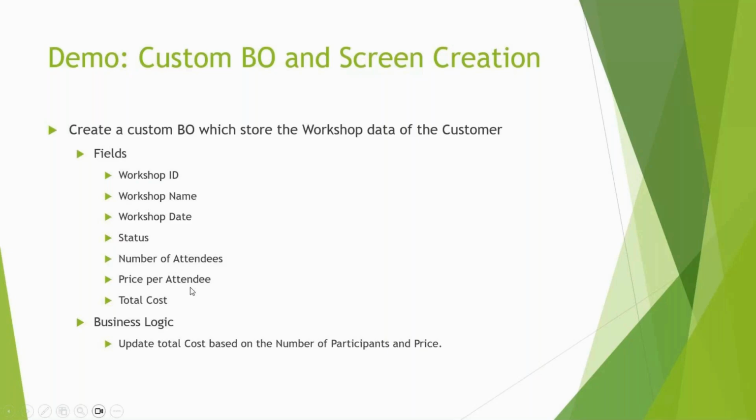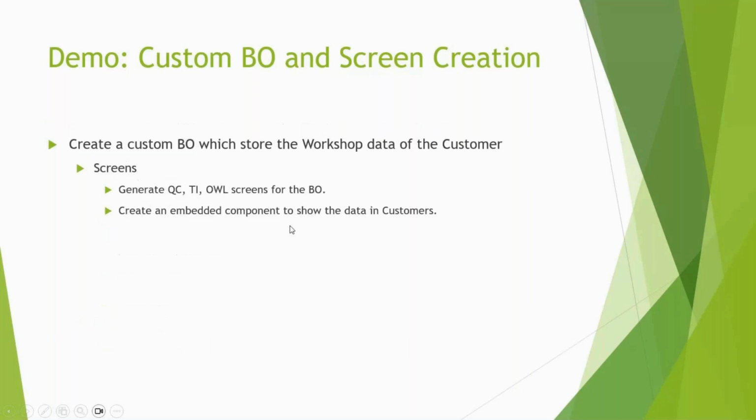So we'll just see how we can create it in a custom view. Then the business logic: we have to update the total cost. Here we have participants and the number of attendees. Once we create it, total cost has to be calculated based on these two fields, right? How to write this logic in an ABSL script, we will see. And then we will create screens, like a QC, TI and OWL screen for the view, and create an embedded component to show the data in a customer.